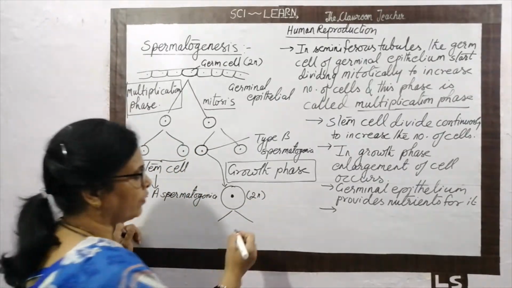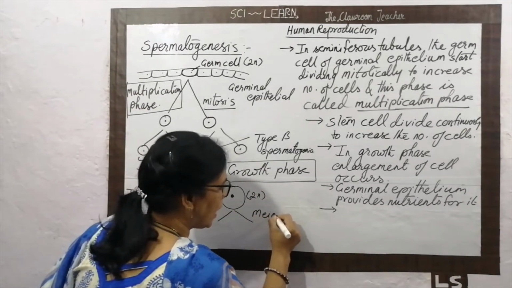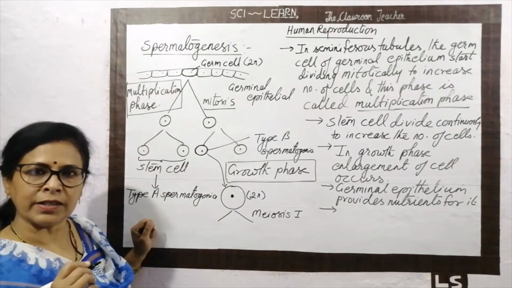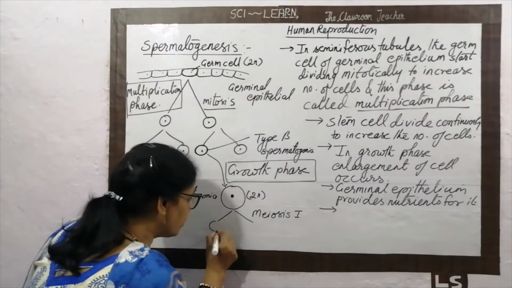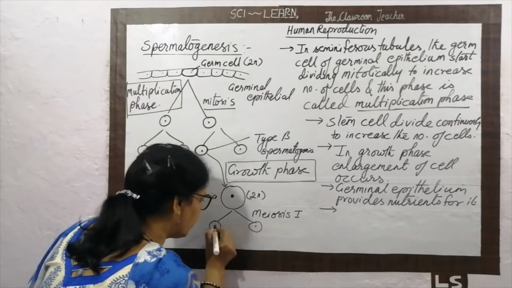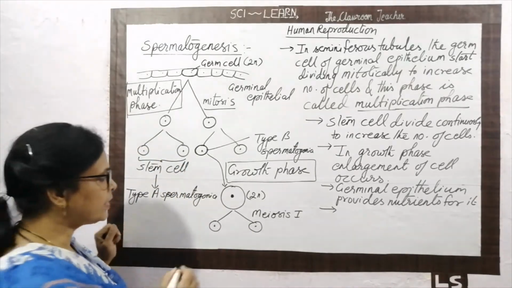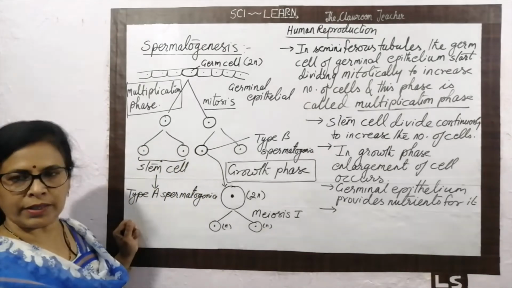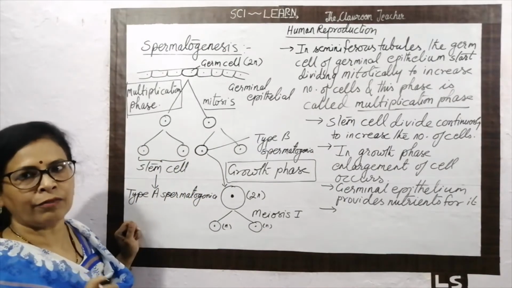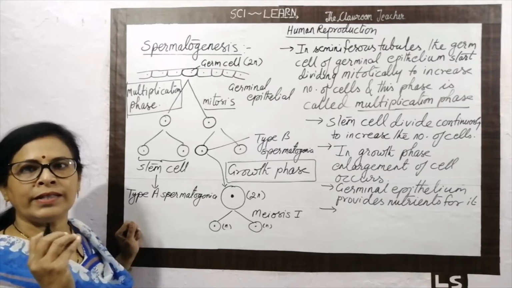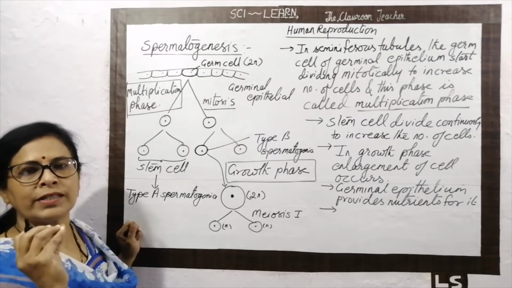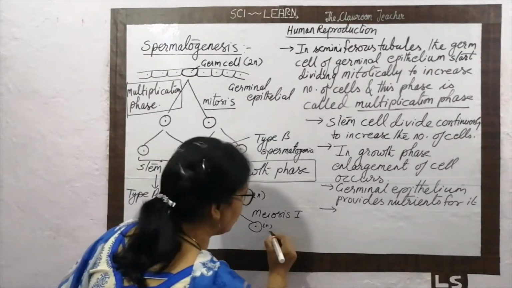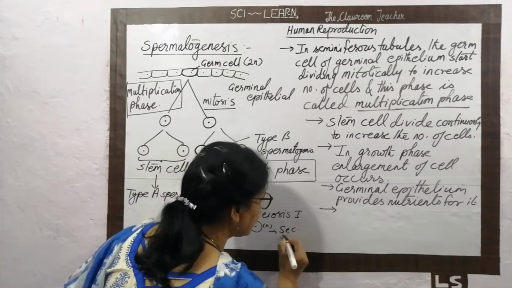But from here the division is called meiosis, and this was meiosis first. What happened as the result of meiosis first? Two cells are formed, and these cells get half the number of chromosomes. That means they are haploid cells. Two haploid cells are formed, and these two haploid cells are called secondary spermatocytes.